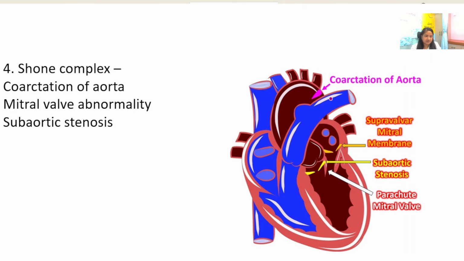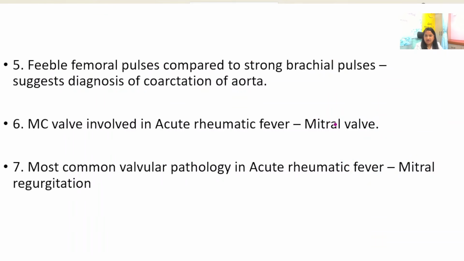Shone complex, like you can see here, the left side of the heart is involved. There is supravalvular mitral membrane or ring. There is parachute mitral valve. There is subaortic stenosis and coarctation of aorta. These are the components of Shone complex and it involves the left side of the heart.